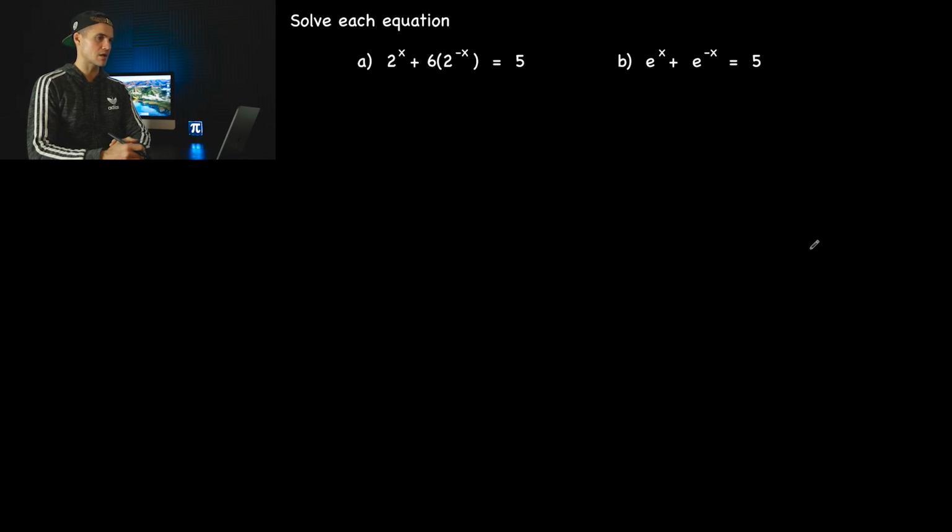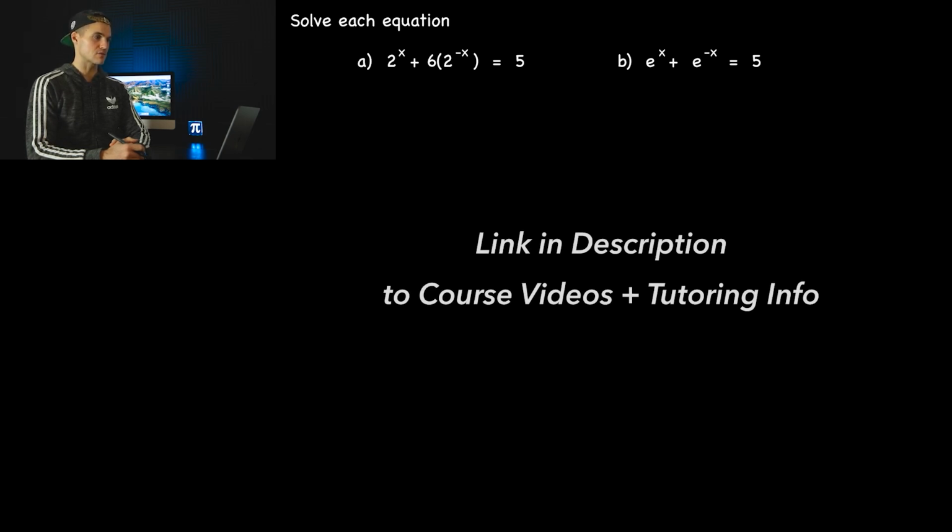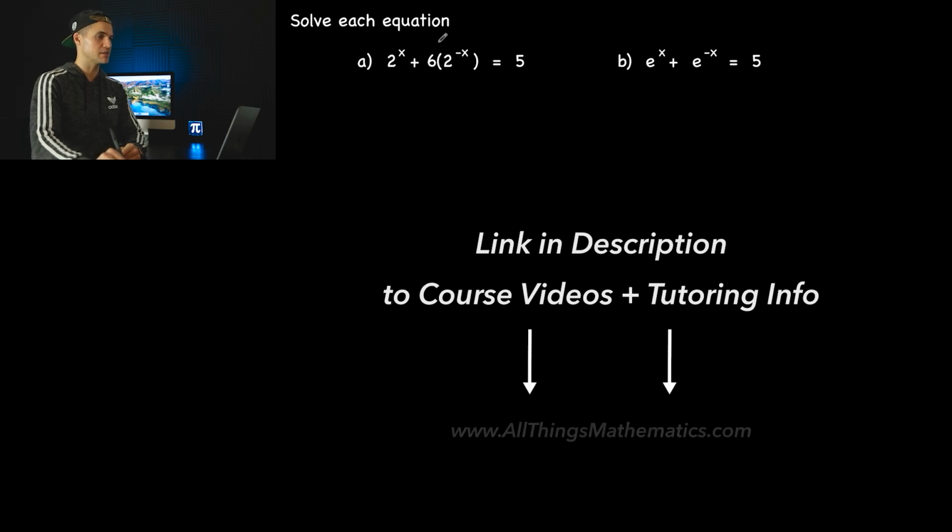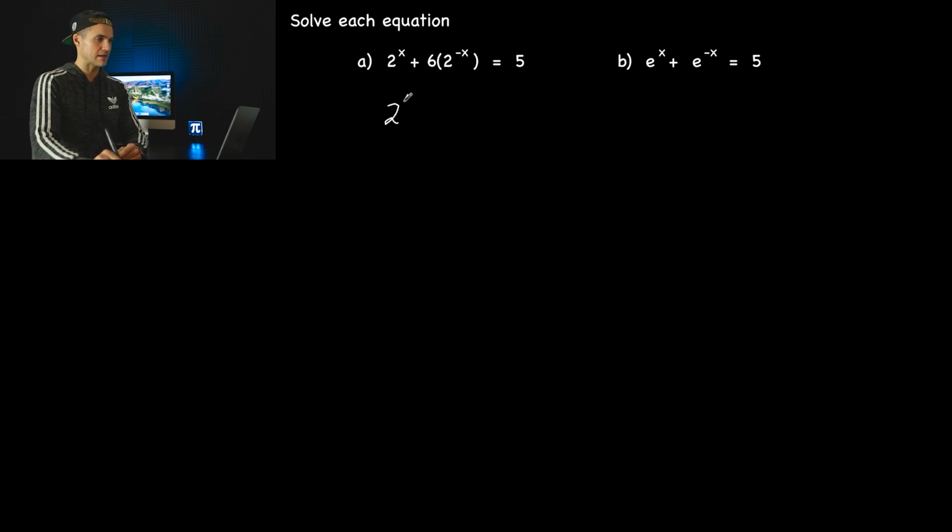So starting with part A, we have 2 to the power of x plus 6 times 2 to the power of negative x is equal to 5. So that's the equation we're going to solve. Now, personally, what I like to do is take this 2 to the negative x, and I'm going to bring it down and make it positive, like this. And then what I like to do is bring in a new variable, right?